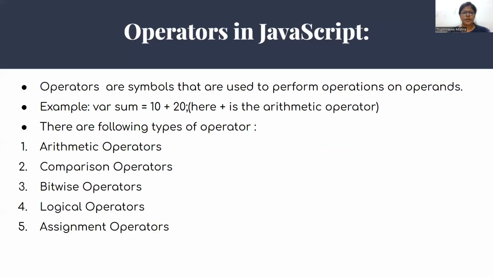Next, the operator part. Operators are the symbols that are used to perform operations on operands. So the example is sum equal to 10 plus 20. Here 10 and 20 are the operands and plus is the operator. So there are the following types of operators: arithmetic operator, comparison operator, bitwise operator, logical operator, and assignment operator.